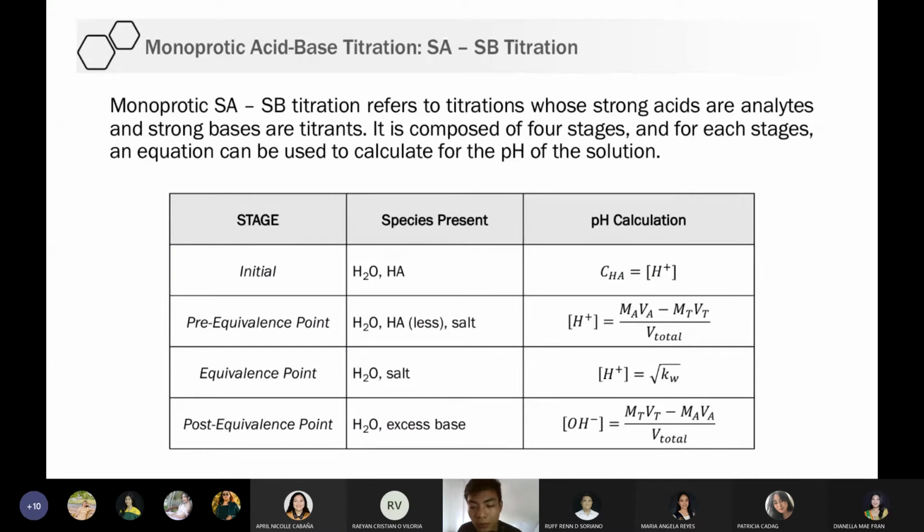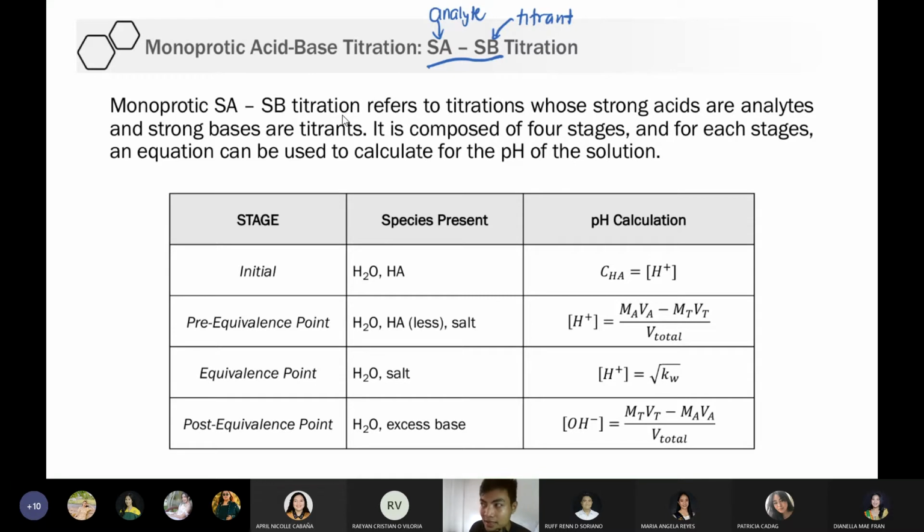So, let's proceed with the first one. Okay? By the way, there is a shorthand notation dito. Makikita nyo, SASB nilalagay ko. Strong acid, strong base. Kapag weak acid, WA. Pag weak base, WB. Okay? So, may shorthand notation kami dyan, SASB, WA, WB. So, be familiar na lang. For example, we have SASB. That means yung nauna ay yung analyte, and yung nasa dulo, yung titrant. So, kapag sinabi ko SASB, yung SA, yun yung analyte. Yung SB, yun yung titrant. Kung sino mauna, siya yung analyte.